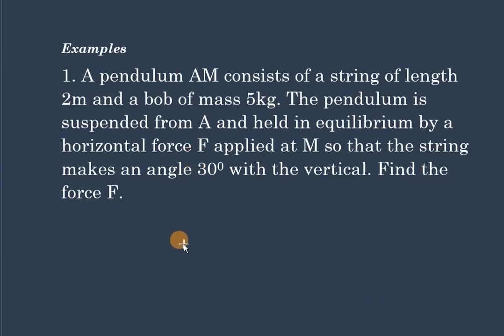A pendulum AM consists of a string of length 2 meters and a bob of mass 5 kilograms. The pendulum is suspended from A and held in equilibrium by a horizontal force F applied at M, so that the string makes an angle 30 degrees with the vertical. Find the force F. I need to get you a diagram which you can use to solve the problem.